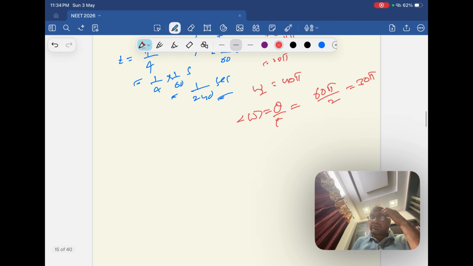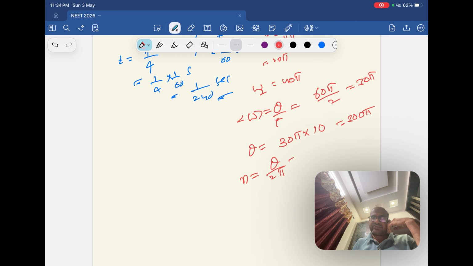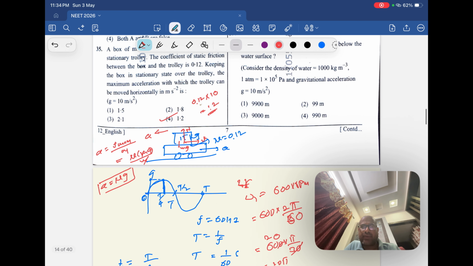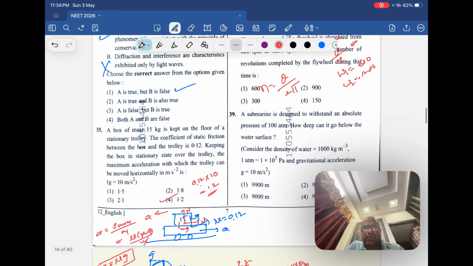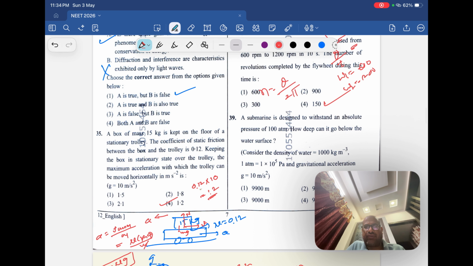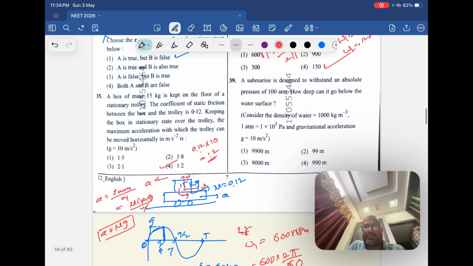Okay. So now in 10 seconds, right? Total angular displacement will be 30 pi into 10. This will be 300 pi. So the number of revolutions is total angular displacement by 2 pi. So this is divided by 2 pi. That will be nearly 150. Okay. So yeah, nearly 150 revolutions.